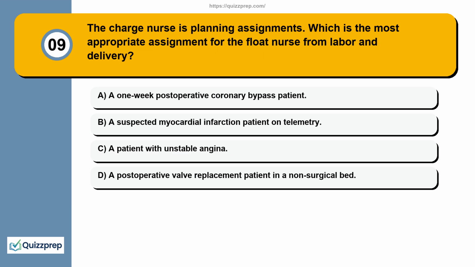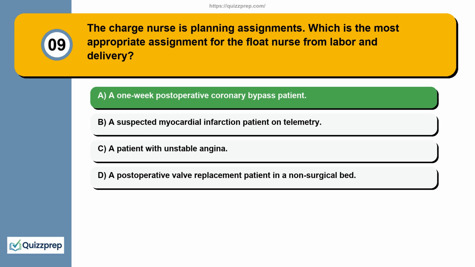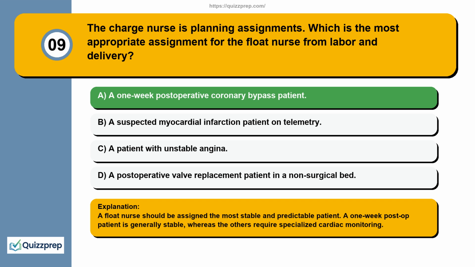Question 9. The charge nurse is planning assignments. Which is the most appropriate assignment for the float nurse from labor and delivery? A 1-week postoperative coronary bypass patient. A suspected myocardial infarction patient on telemetry. A patient with unstable angina. A postoperative valve replacement patient in a non-surgical bed. A float nurse should be assigned the most stable and predictable patient. A 1-week post-op patient is generally stable, whereas the others require specialized cardiac monitoring.